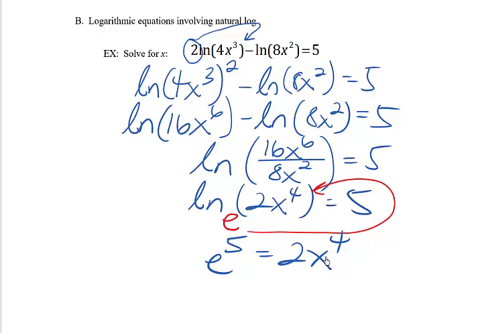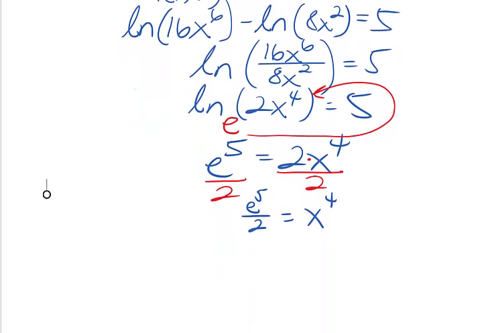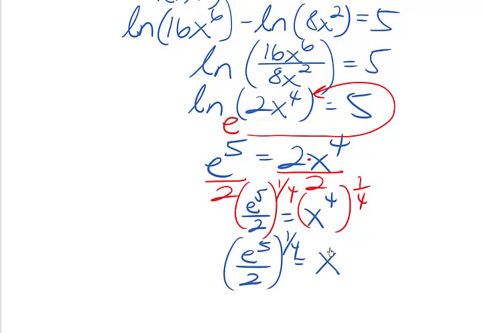Well, I should be able to finish this off pretty simply. I just need to isolate x now. The first thing I can do is deal with this 2 by dividing both sides by 2. That gives me x to the 4th equals e to the 5th over 2. The x is almost by itself. The only problem is this 4th power. Well, I can undo that with the reciprocal power, the 1/4 power. So if I raise both sides to the 1/4 power, I end up with the exact answer, e to the 5th over 2, all raised to the 1/4 power.